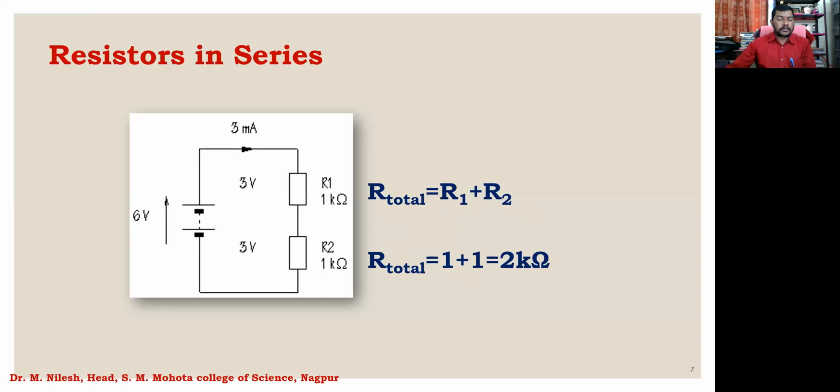Accordingly, we'll have the total resistance of that. Now, in this case, we have two resistances. So the equivalent resistance, the total resistance in series, will be equal to 1 plus 1, that will be equal to 2 kilo ohms, right? So this is for the series combination. Whenever resistances are connected in series, the resistances are added, right?